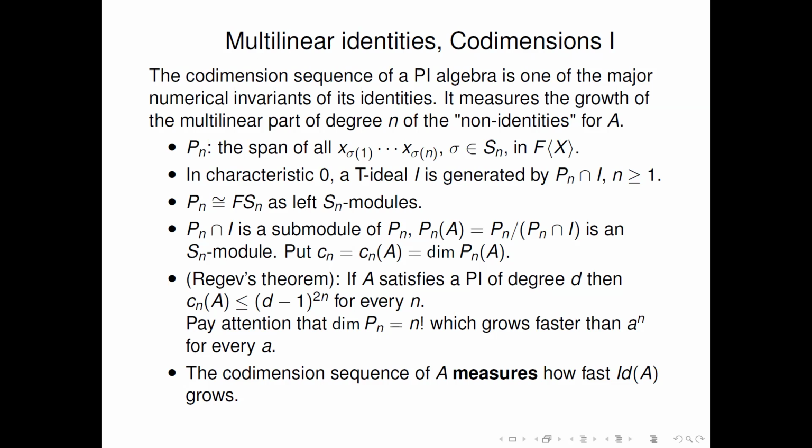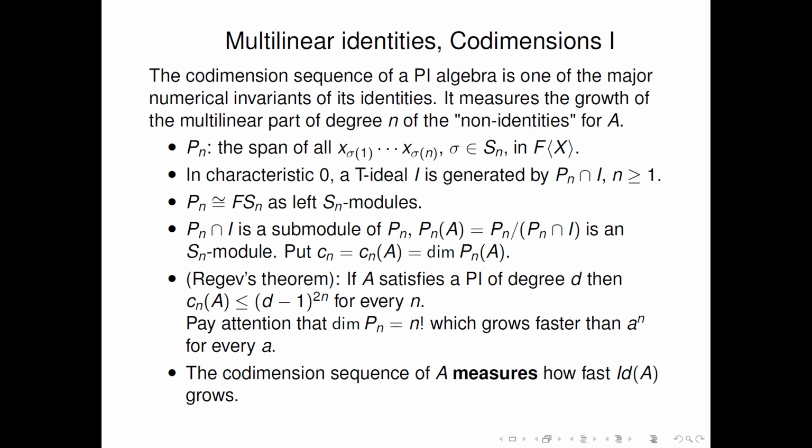Then, T-ideals are invariant under endomorphisms, in particular under permutations of the variables. So you have that this intersection here is a submodule, but then you can form the quotient. And it is also a module over the symmetric group. And I'll put c_n(A), if A has a T-ideal I, to be the dimension of this vector space over this module.